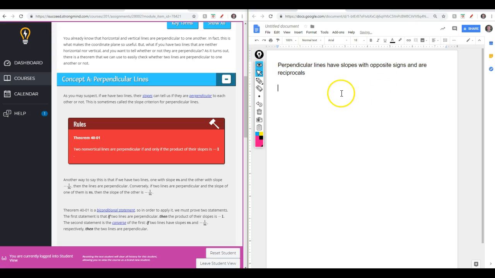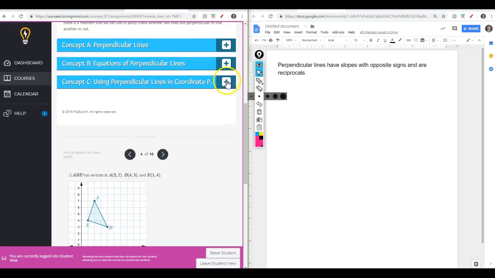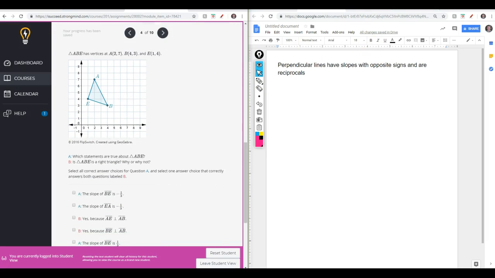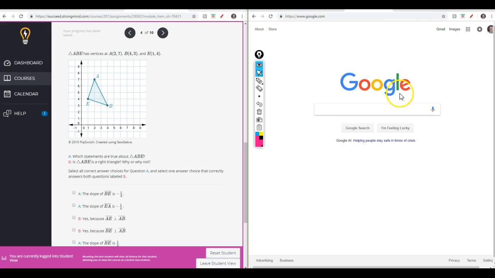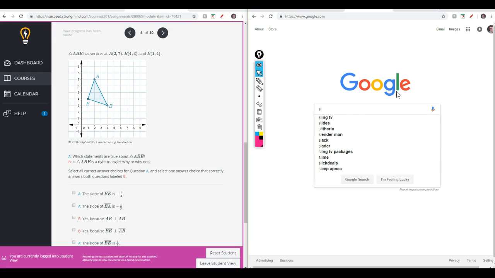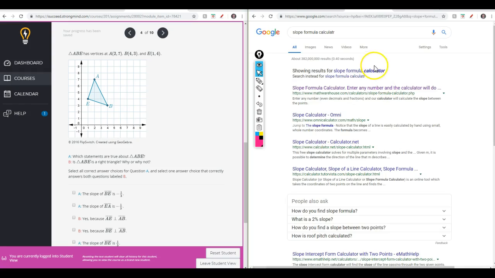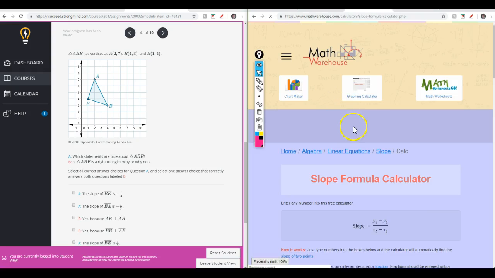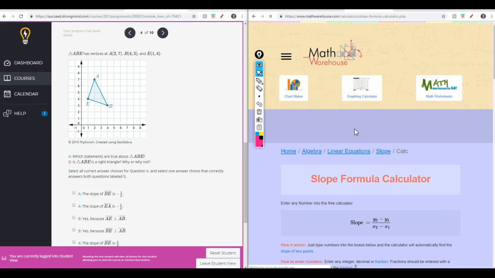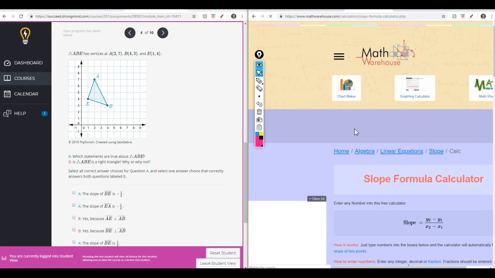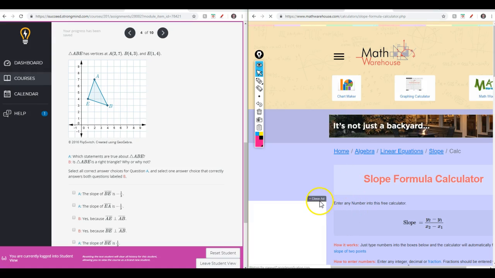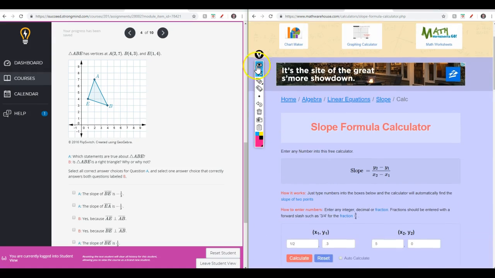So in learning, part of learning is to be able to use resources that you can find to maximize your time and make it more efficient. So this is what I would do. I would type in slope formula calculator. And this was the one that's brought up from Math Warehouse. You could bookmark this page, save it, and use it or not. So I'm just going to go through.